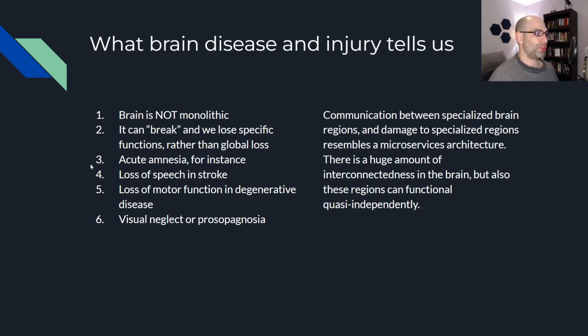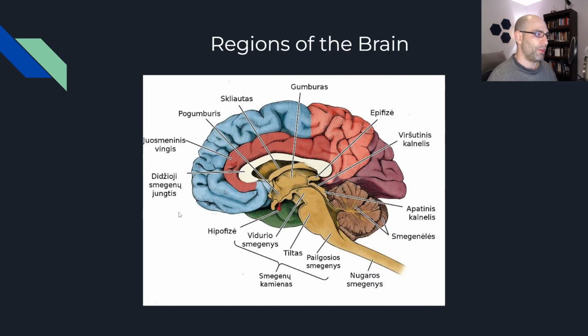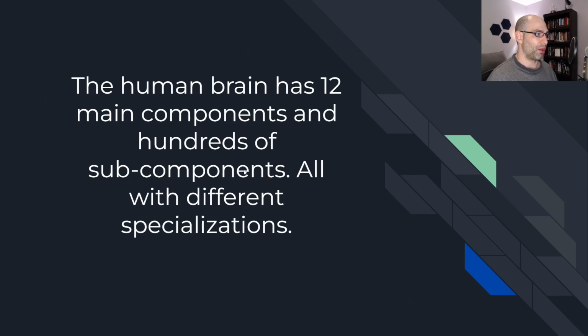So there's a few examples. Acute amnesia, where that has to do with injuries to the hippocampus, I believe. So the hippocampus is this guy right here, I believe. Hippocampus literally means seahorse, and so it's the seahorse-shaped part of the brain.